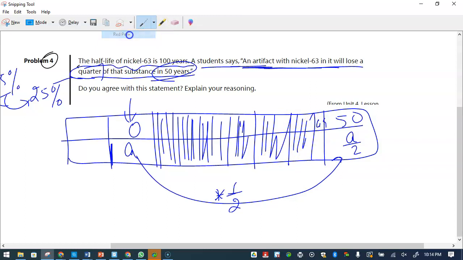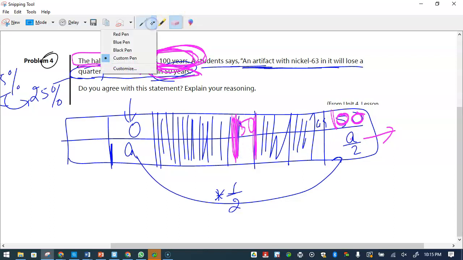There is one mistake I did, because it says the half-life is 100 years. So that's the mistake I did. So this is 100 years. So in 100 years, it becomes half. A by 2 is half, right? So the question is, what if it was in 50 years? Does it lose a quarter, 25%? So that's the question.